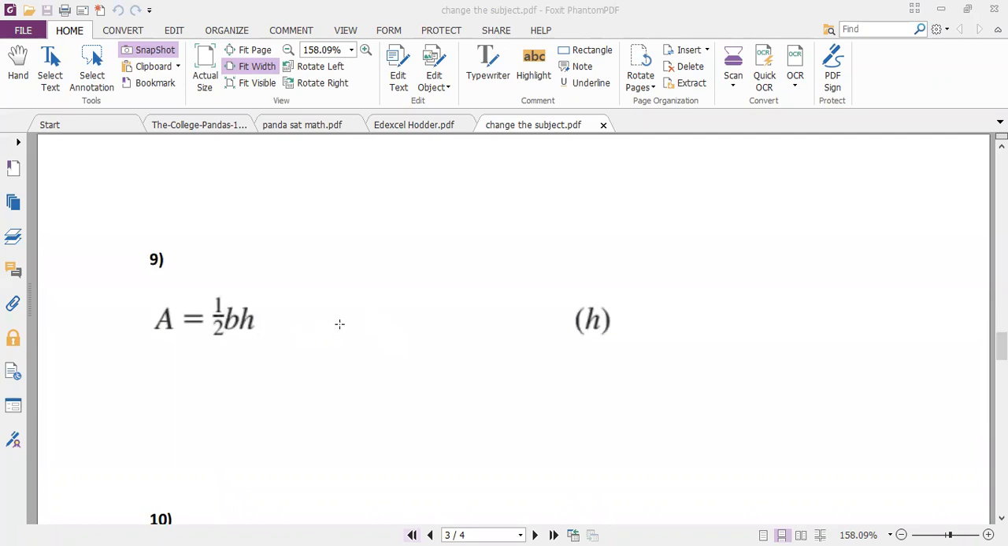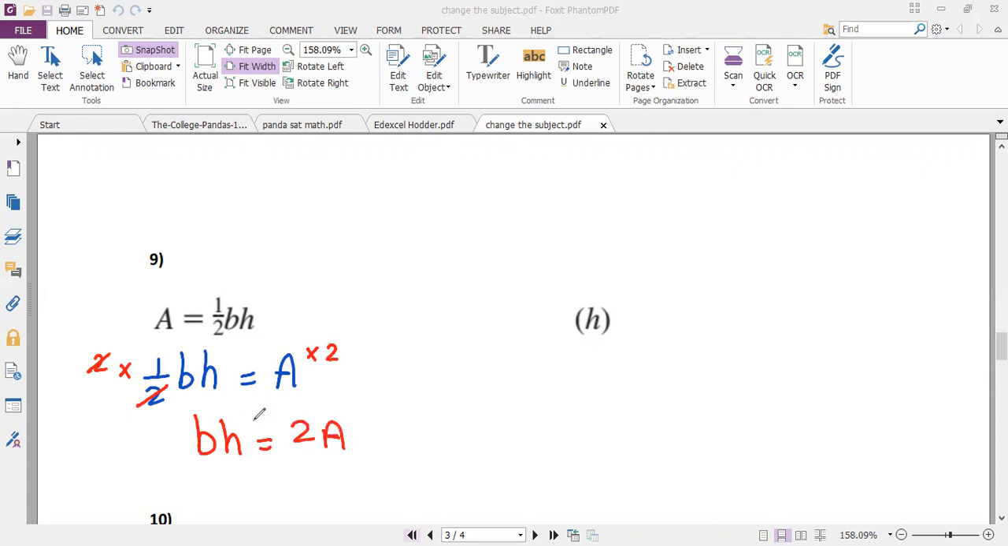For this one, you can do it. You can pause the video and do it. I want to make H the subject, so we can switch sides and write half BH equals A. What is the next step? I want to cancel this half, 1 over 2. So multiply by 2 both sides, times 2 and times 2, just to cancel them out. You are left with BH, and A multiplied by 2 is 2A.